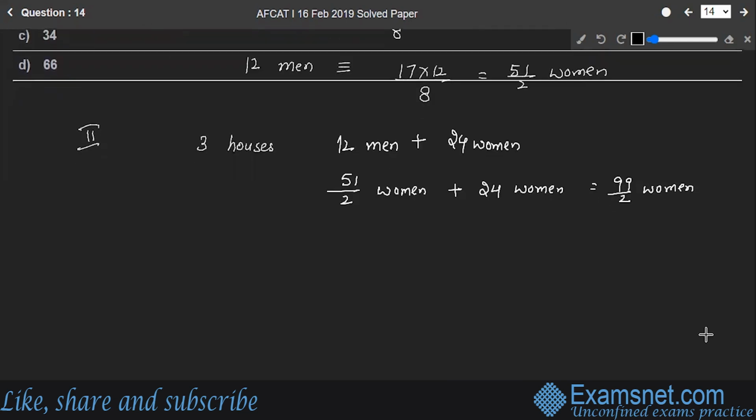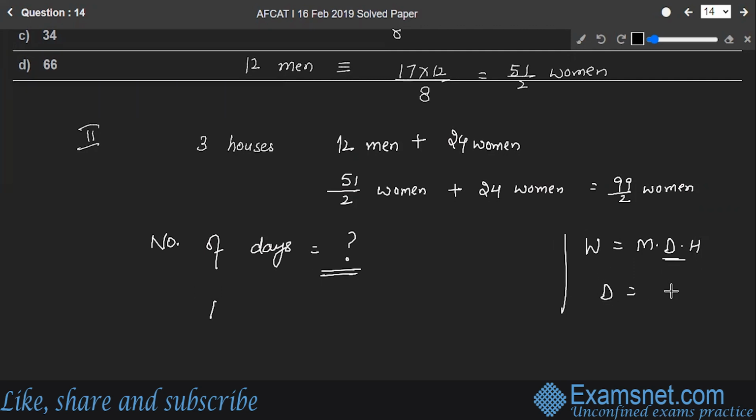So in the second case, we have to find out the number of days in which this work will be done, right? So we'll be using our same formula that the work done in the first case is equal to work done in the second case. So using the same thing, work done was equal to M into D into H, where M is the number of men or women required, D is the number of days, and H is the hours, right? We have to find out the number of days in this case, so I can write it down. Number of days is equal to W upon MD, correct? I'll be using the same thing over here.